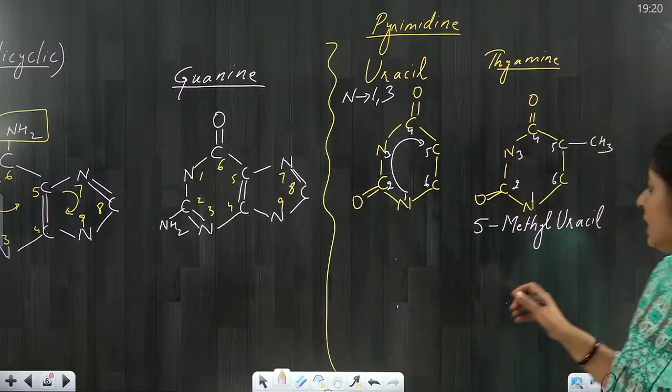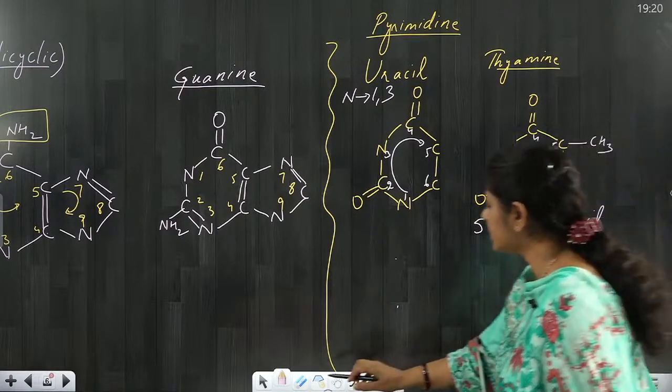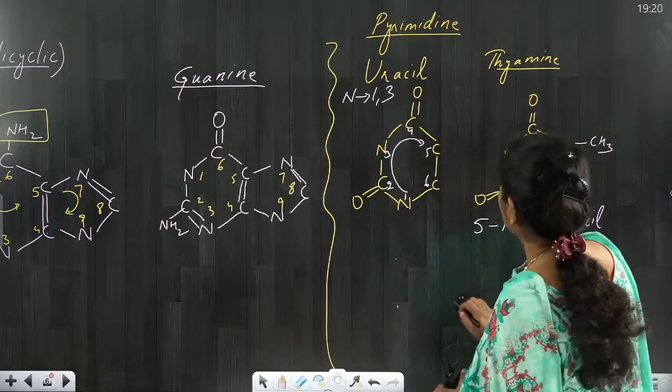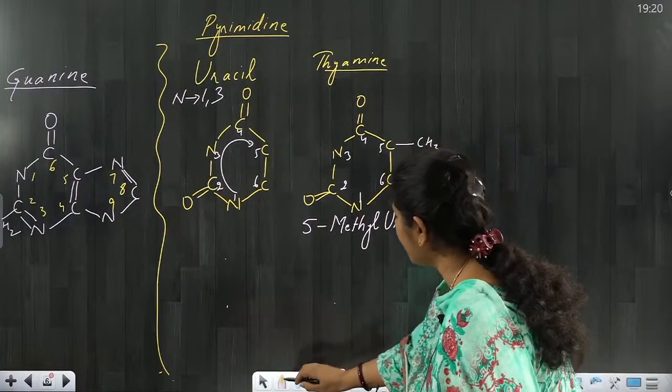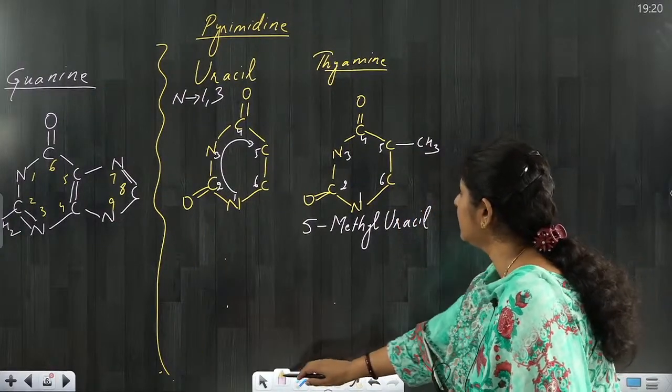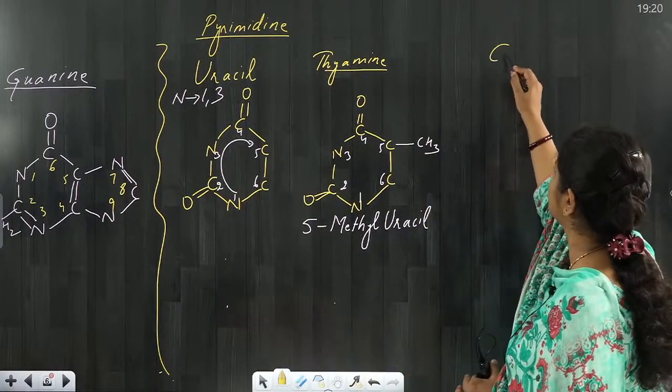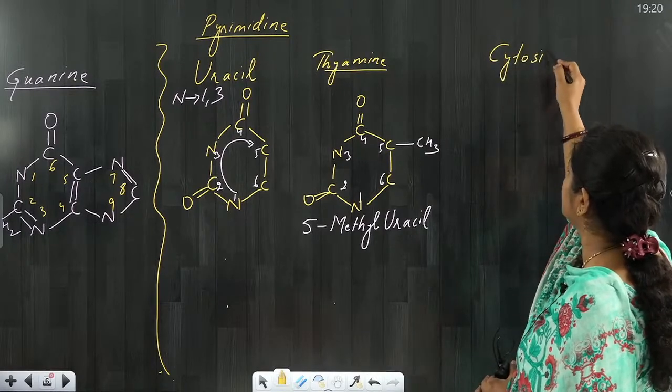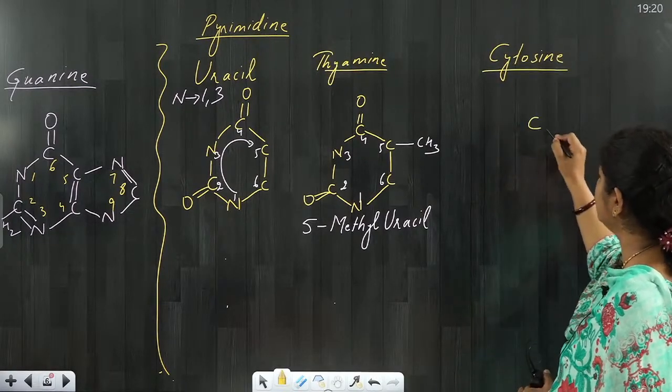Fine. Now after uracil and thymine, we have to discuss the third pyrimidine. What is that? Cytosine. Now what is the structure of cytosine?